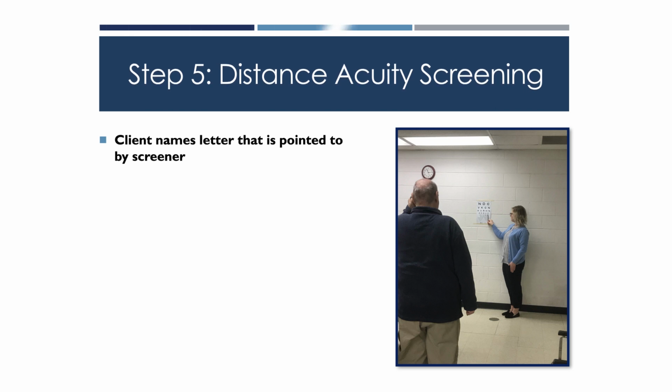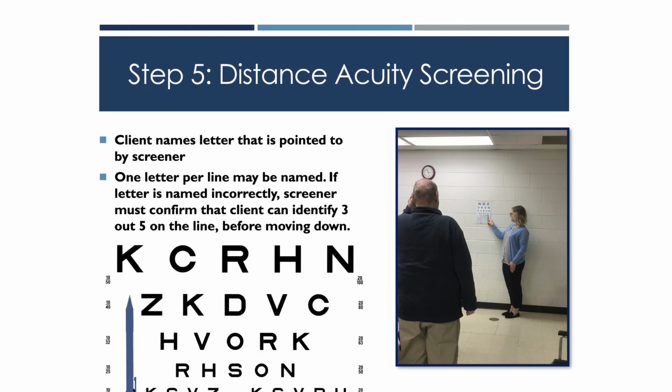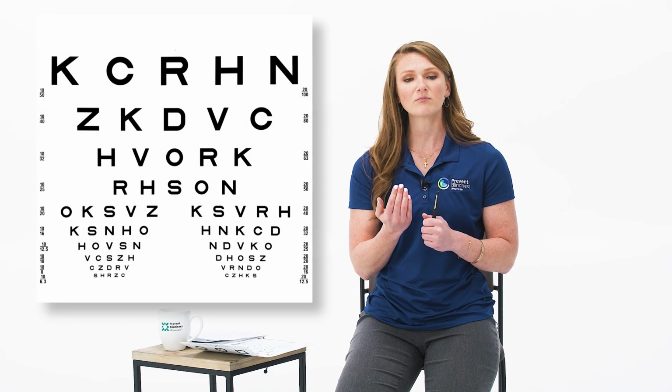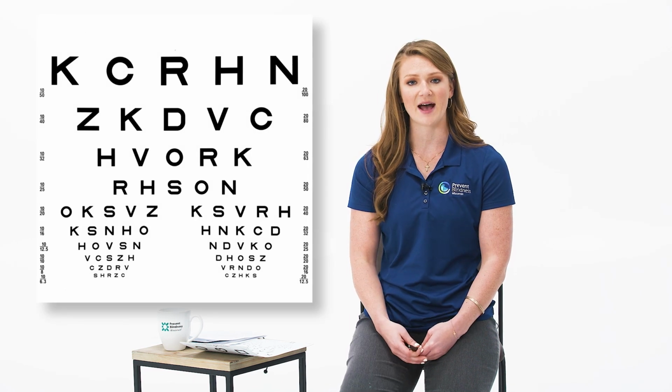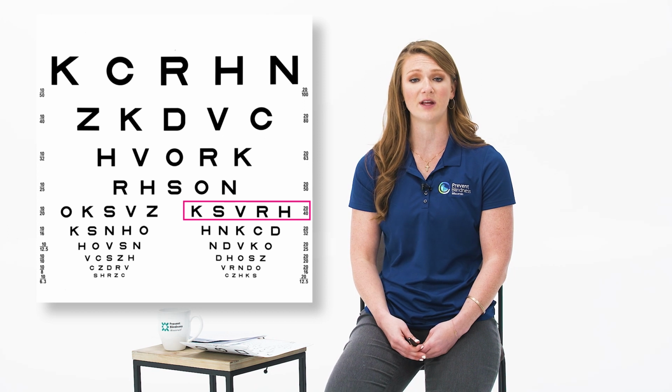You are going to work your way one letter per line as they get the letter that you point to correct. So for example, on the 20/100 line, the starting line, if you point to the K on that line and they get it correct, great. You're going to proceed down to the next line and point to one letter. If they get that letter correct, you're going to proceed down to the next line. You're going to work your way down until they get to the critical passing line, which is 20/40.